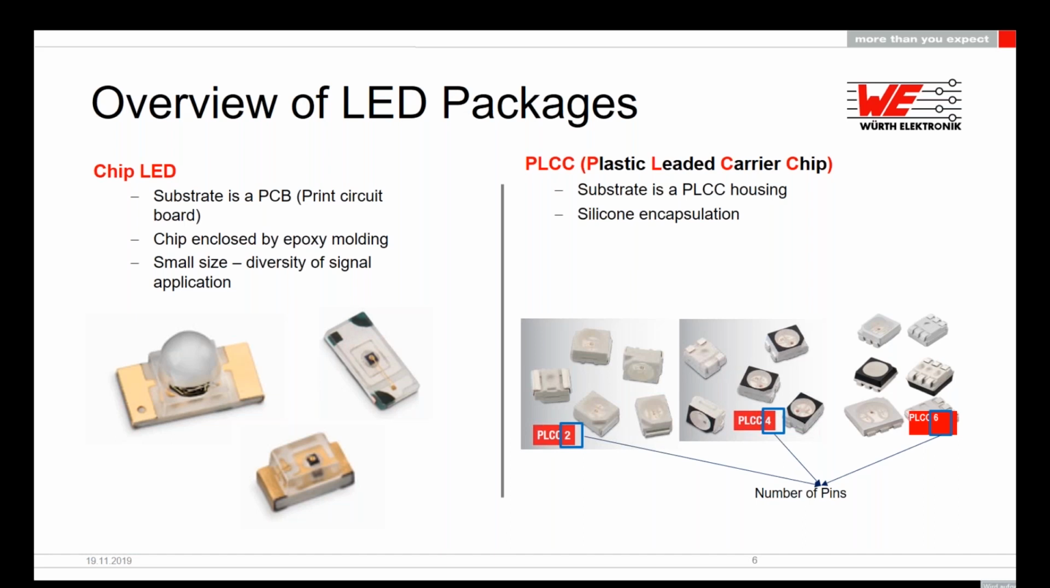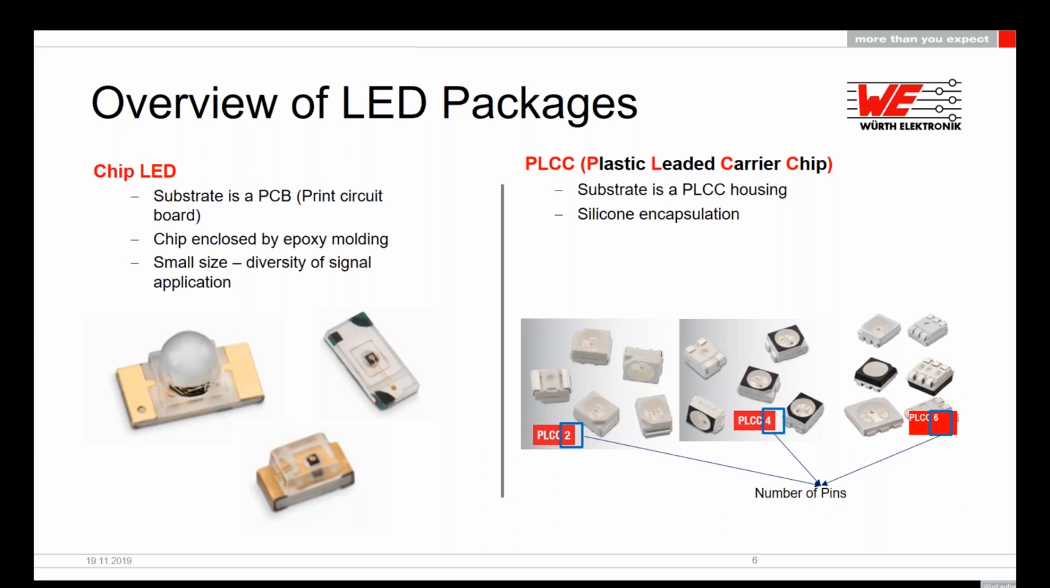First, the chiplet. LED chip, chiplet. No, don't mix them up. They are different. LED chip we did know from the last slide, but the chiplet is a type of LED package. As you see here, the substrate is a PCB, and the optics is made out of epoxy molding. With this type, we can make the LED very small, for example 0402, even 0201.